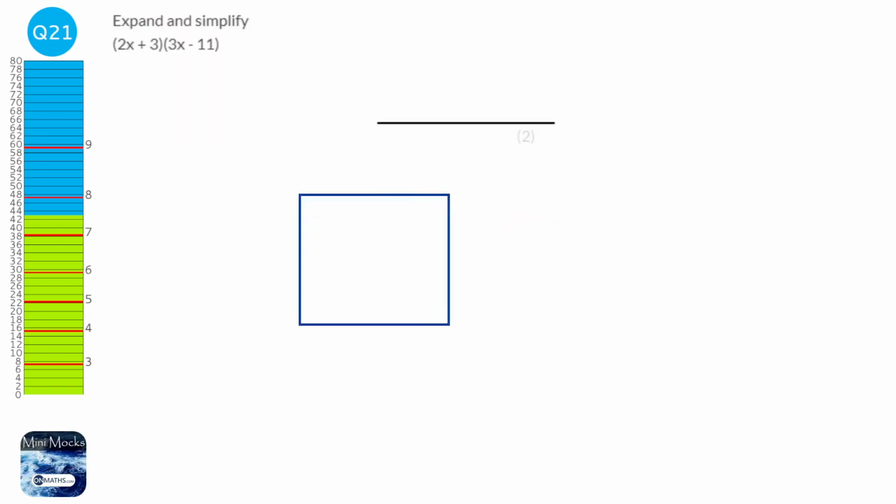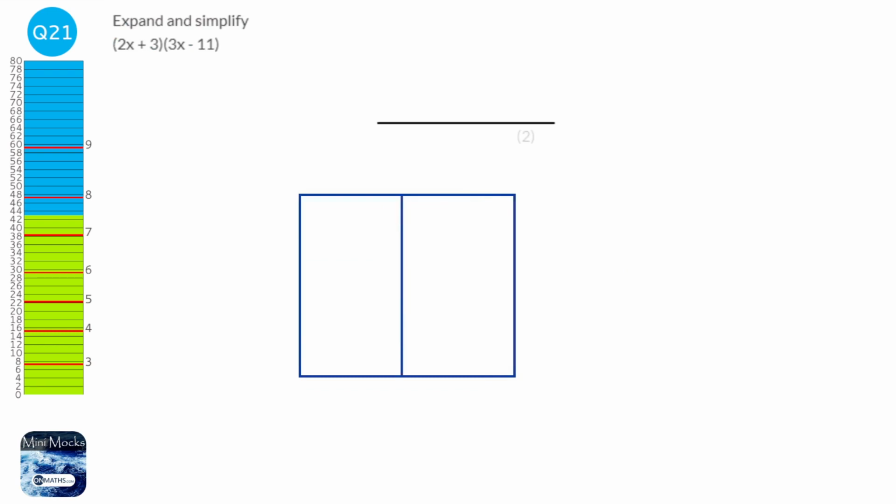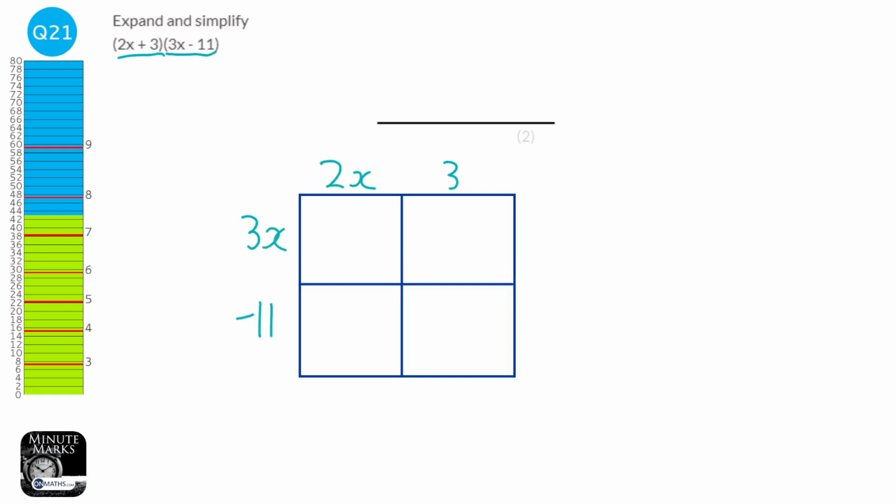I'm going to do just a quick multiplication grid. And what I'm going to do is put the 2x plus 3 at the top, so 2x and then plus 3, and then 3x minus 11 down the side. Multiply them out: 3x times 2x is 6x squared, 3x times 3 is 9x. Minus 11 times positive 2x will be minus 22x, and then minus 11 times positive 3 will be minus 33.